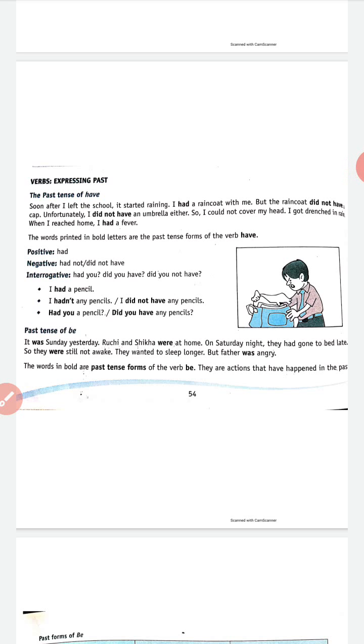Soon after I left school, it started raining. I had a raincoat with me, but the raincoat did not have a cap. Unfortunately, I did not have an umbrella either, so I could not cover my head. I got drenched in rain. When I reached home, I had a fever. The words printed in bold letters are the past tense of the verb have.